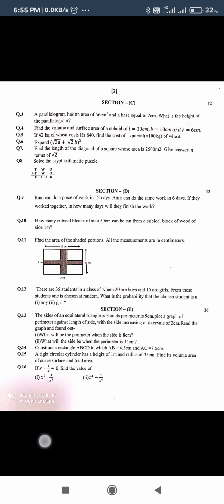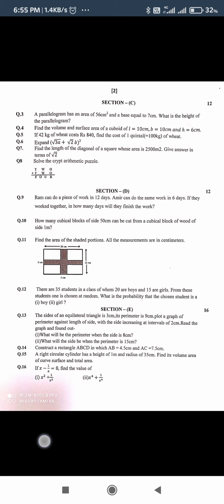The last section, that is section E, consists of 4 questions, each of 4 marks. Okay, so the question number 13 is: the side of an equilateral triangle is 3 centimeter, its perimeter is 9 centimeter.